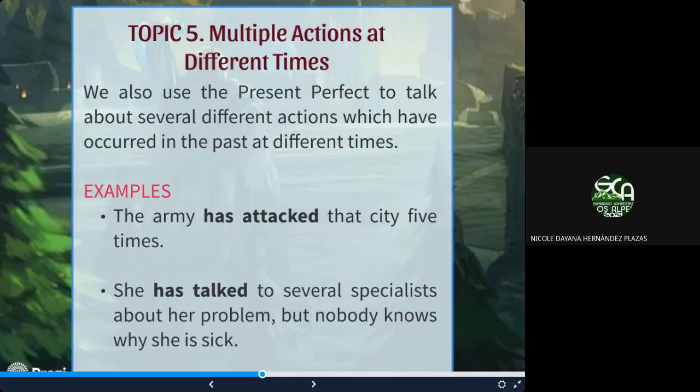Okay, questions of present perfect. Preguntas del presente perfecto. ¿Es tan difícil? No entendí bien. ¿Esto? No lo entendí bien.